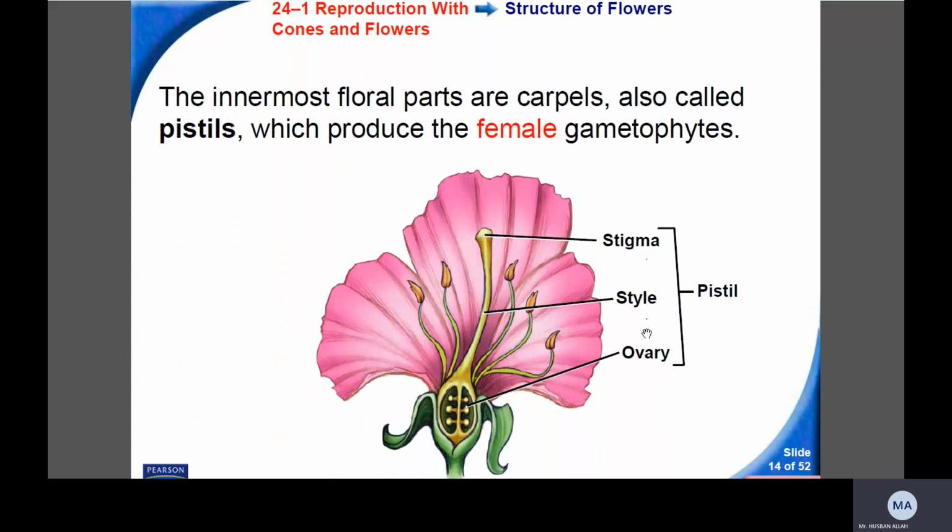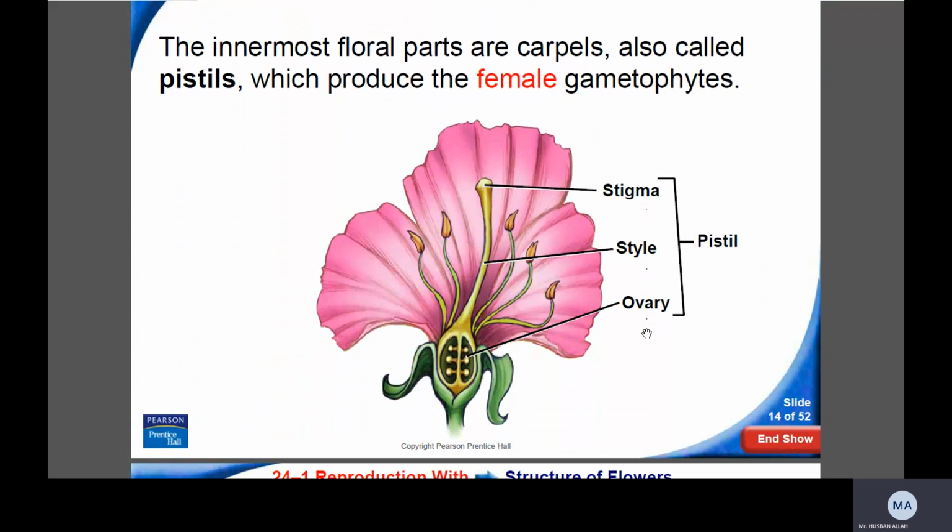Now the next part which we have in the flower, the innermost floral part, is called the carpel, also called the pistil. We can say the female reproductive part of the flower is called the carpel. In the gymnosperms, what is the female part called?